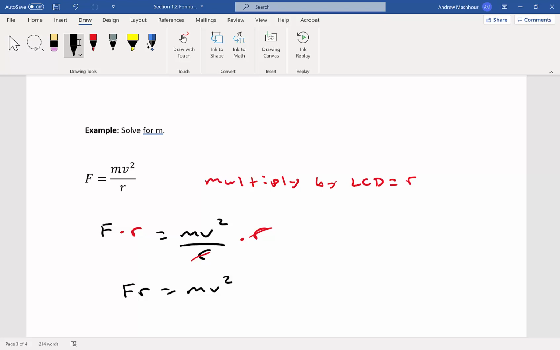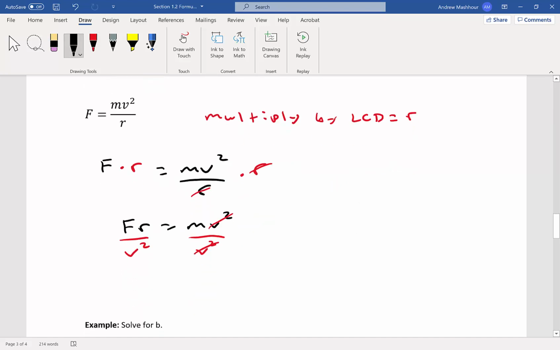Now just keep in mind the goal. We're trying to solve for m. So if I'm trying to solve for m, I want to get that m completely by itself. On the right hand side, this is saying m times v squared. So I want to get rid of that v squared. Since it's m times v squared, I could just go ahead and divide by v squared. Now my v squareds cancel out, and I'm left with m by itself. I have m is equal to fr divided by v squared.